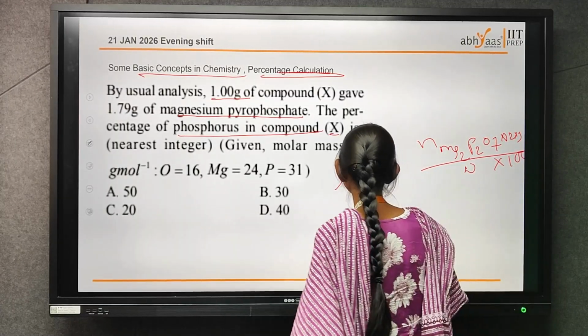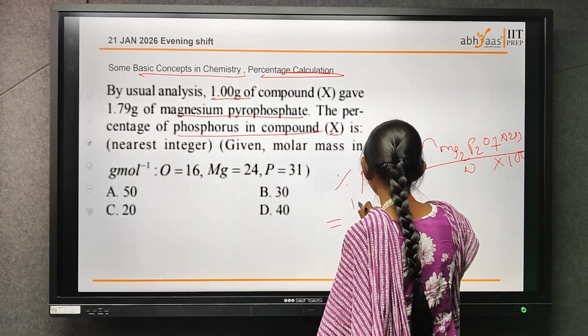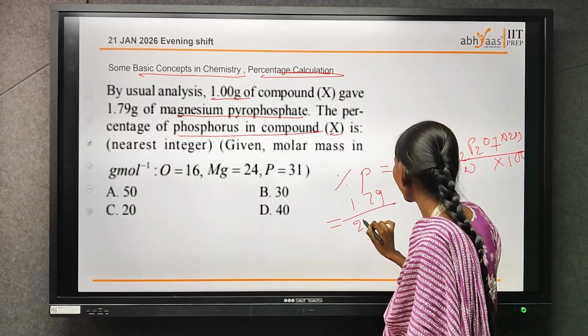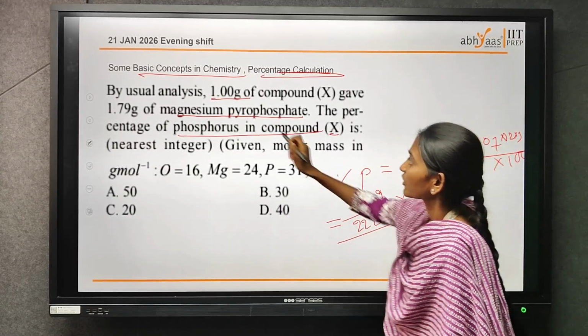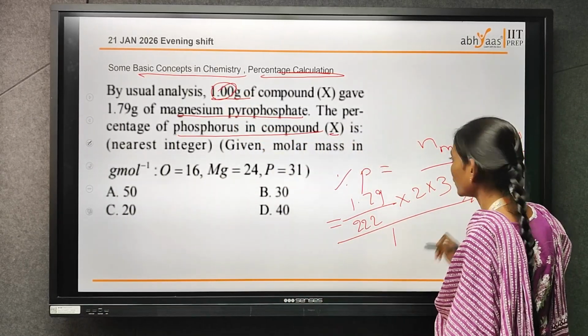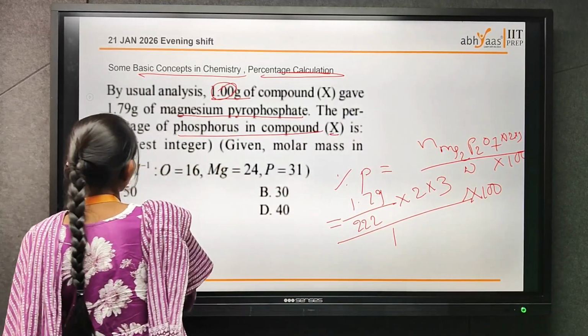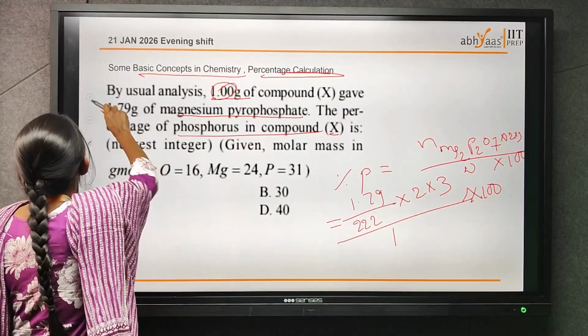So substitute here. They have given the value 1.79 grams. So 1.79 by the gram molecular weight of this compound, 222, into 2 into 31, by the weight they have given, 1 gram. So into 100, on calculating you will get some value. It is nearest to option A, 50. So this is the question, not that lengthy, a moderate question.